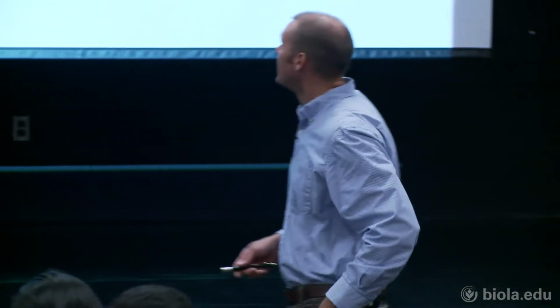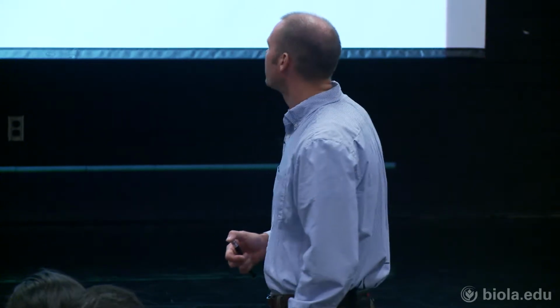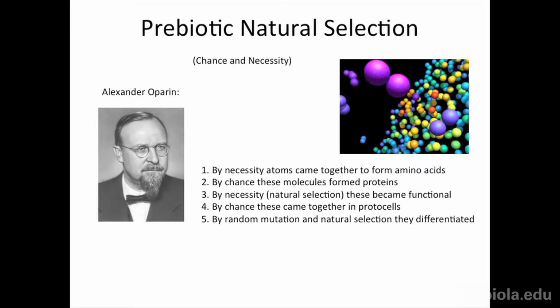This is Alexander Oparin. Oparin kind of models the combination of necessity and chance together. Okay, so chance alone isn't sufficient. Physics and chemistry alone can't account for information, so neither of those are complete. Oparin said, well, maybe chance and necessity together can explain. Some things arising by chance, other things arising by necessity. So this is called prebiotic natural selection.